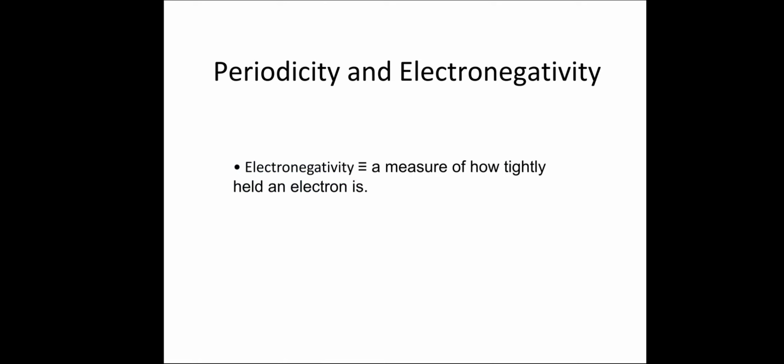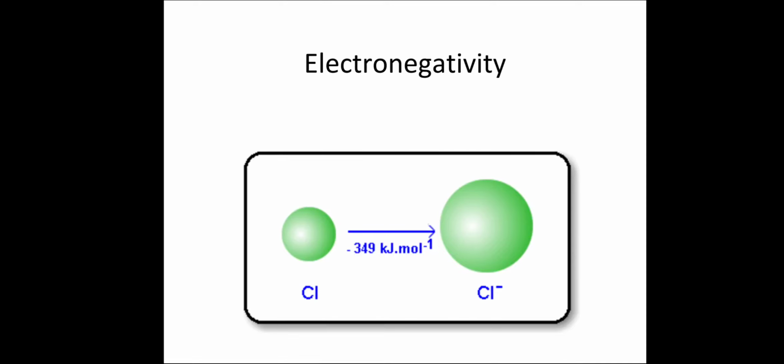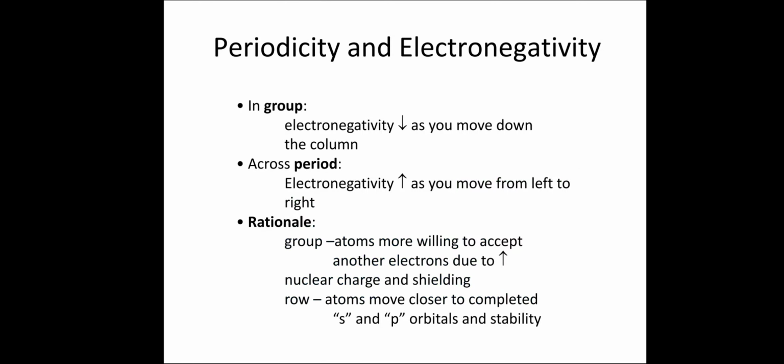The last periodic property we are going to discuss is electronegativity. So what is electronegativity? It is the measure of how tightly electrons are held between atoms. So say for example, chlorine, which is a halogen element, is a highly electronegative element. It can accept an electron and become Cl minus. That electron which is accepted by chlorine is very tightly held because of its high electronegativity.